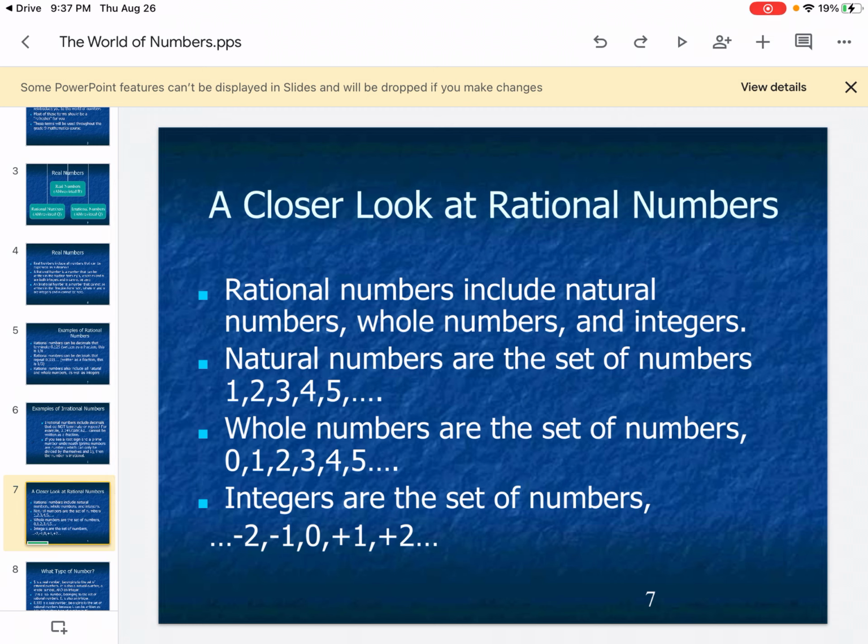If we want to look more at rational numbers, back to where we were earlier, they can be broken into pieces. Rational numbers include what we call the natural numbers. The natural numbers are the numbers you learn to count. So these are your kindergarten numbers almost, right? Your natural numbers are 1, 2, 3, 4, 5, all those numbers like that, okay?